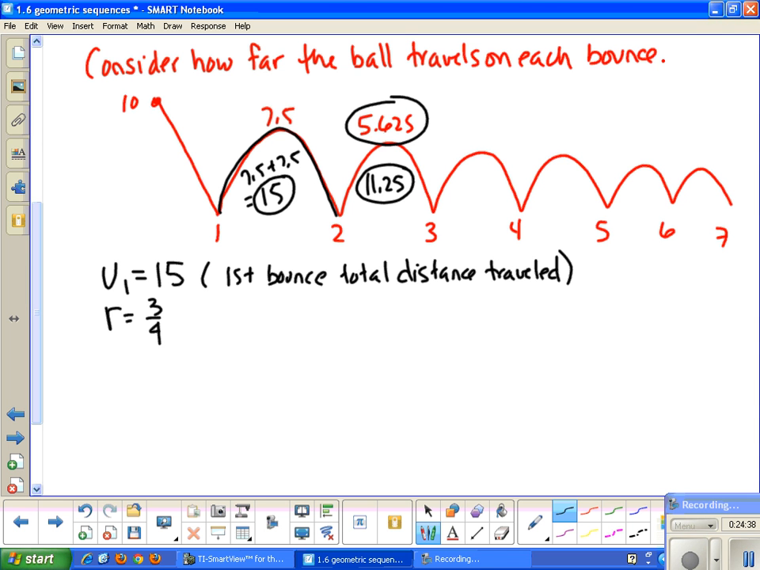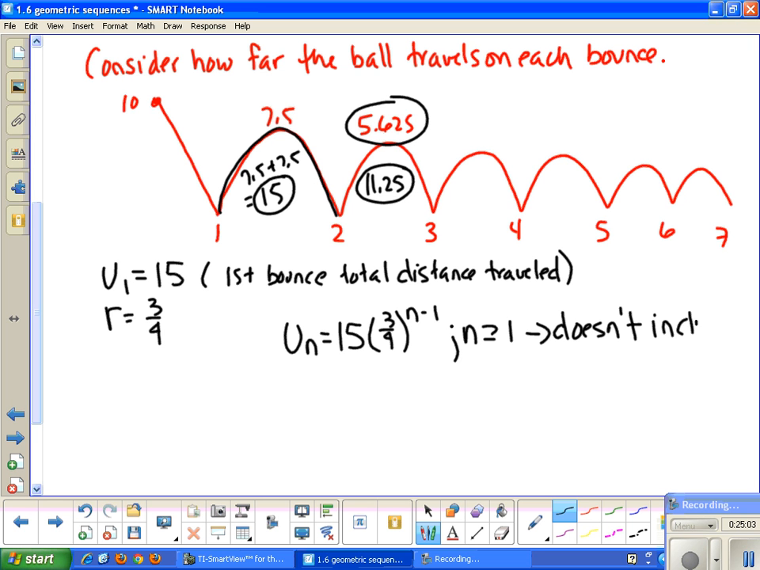So for the first bounce, I travel a distance of 15, and we're going to take 3/4 of that height. So to find a formula for this, u sub n would be equal to 15 times 3/4 to the n minus 1. Of course, n has to be greater than or equal to 1. Now, for this, notice that this doesn't include the first fall of 10 feet. So we're going to have to add that in later.